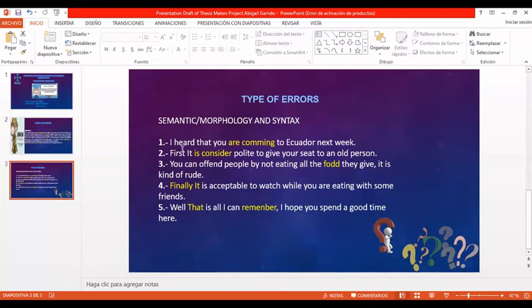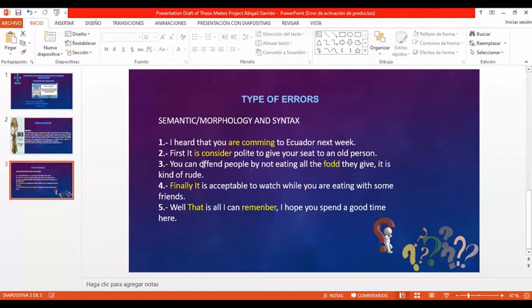And in the first sentence, we are going to start with analyzed. In the first sentence, we can find a semantic error because the students did not identify that come is a stative verb. Therefore, the inflectional morpheme ing could not be added. Also, it is an intralingual error because it is a grammar error in the language.